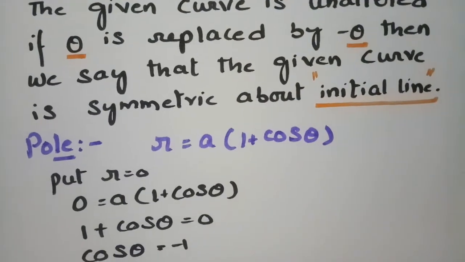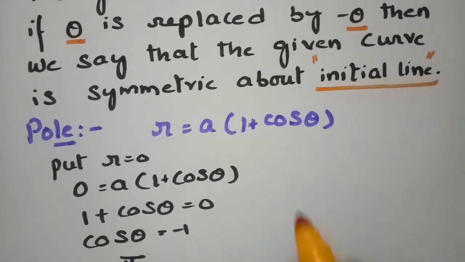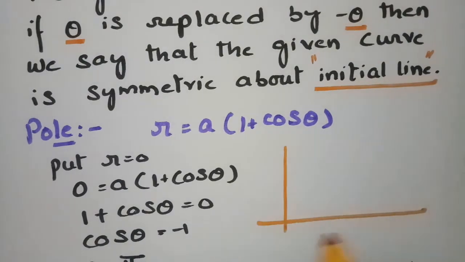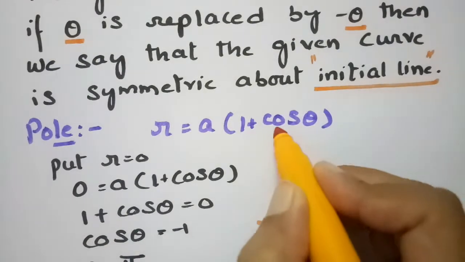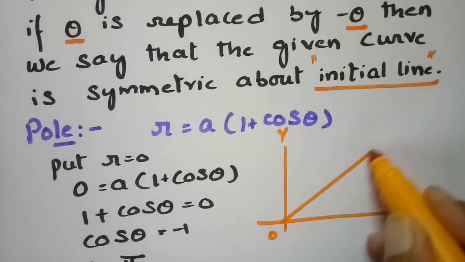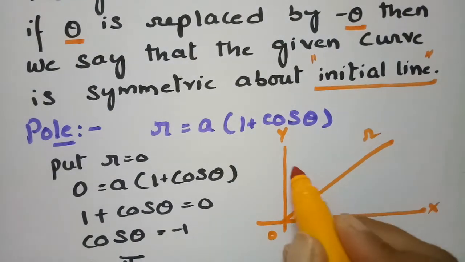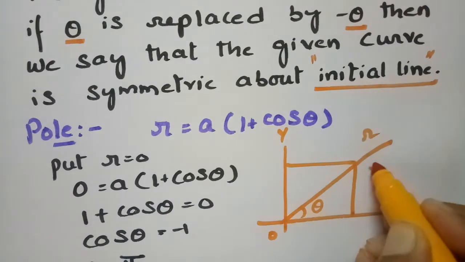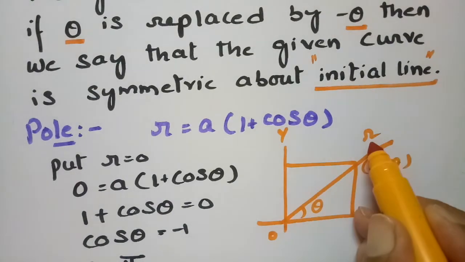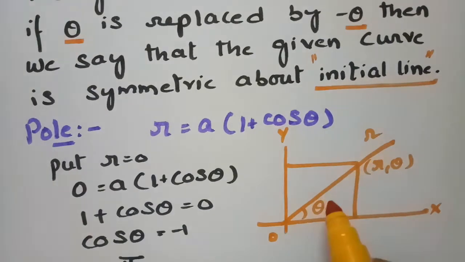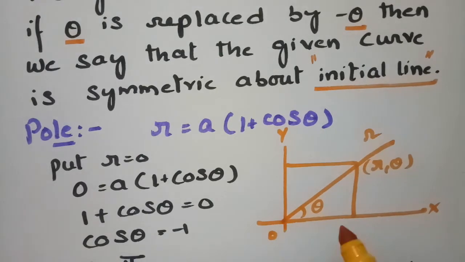So the next one, coming to the pole. As I said many times, this is the origin, this is the x-axis, this is the y-axis, and this is a line making θ degrees angle. So this is r. The polar coordinates are nothing but (r, θ). If you keep on decreasing the r value, ultimately it reaches the origin. So the origin is nothing but the pole.